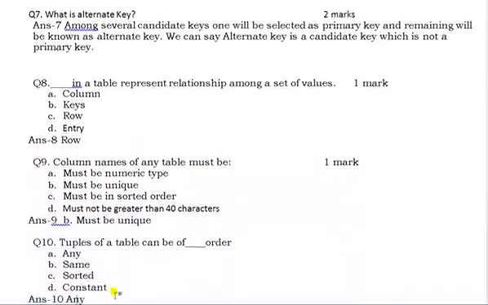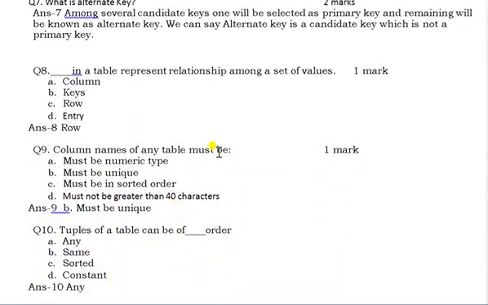Question number 9. Column names of any table must be numeric type, unique, or in a sorted order, or must not be greater than 40 characters. So the answer is must be unique. Question number 10. Tuples of a table can be of blank order, that is any order.